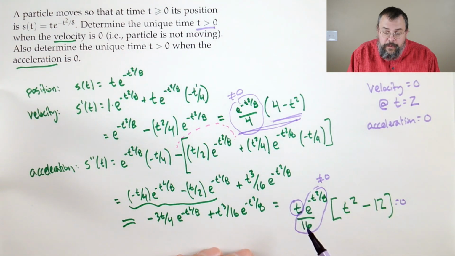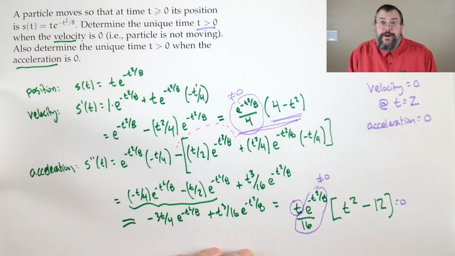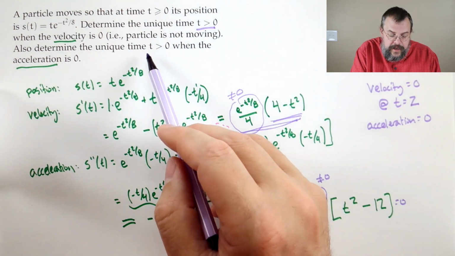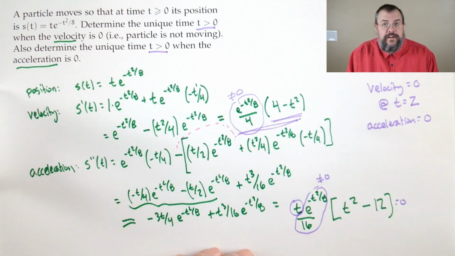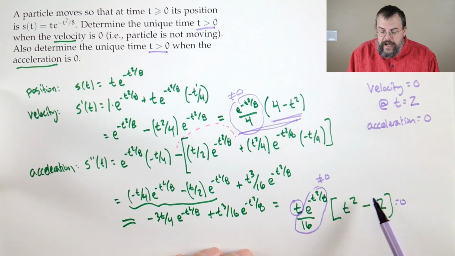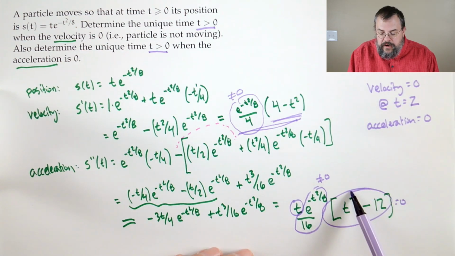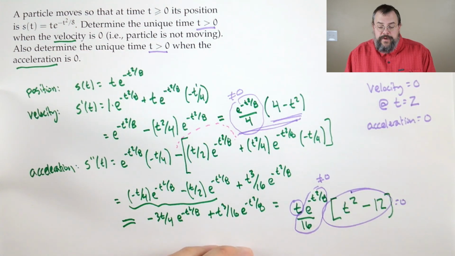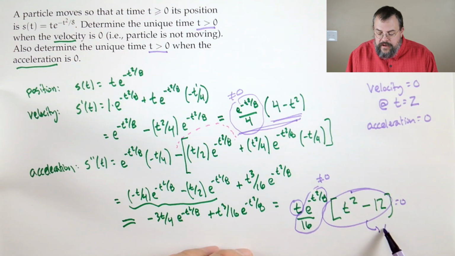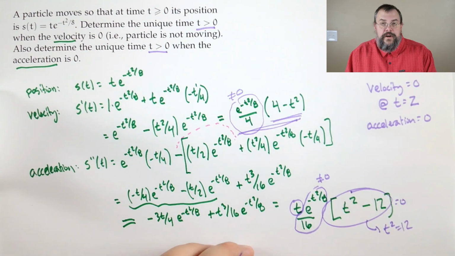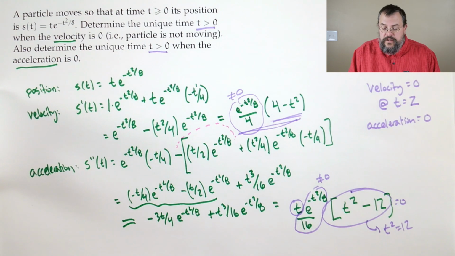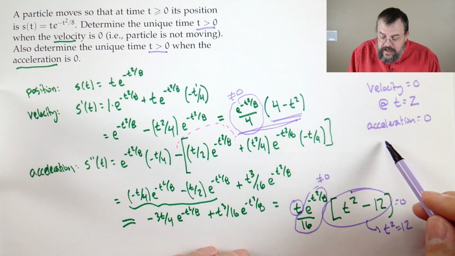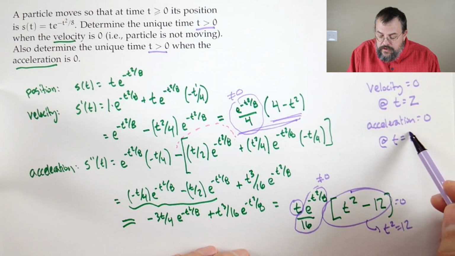This could be 0, but when does t equal 0? Well, it equals 0 when t equals 0. But we know that t, again, has to be positive, so that's not our answer. So it has to come from the t squared minus 12. Well, that would be when t squared equals 12, which equals what? Well, take the square root of 12. So that's at time t equals root 12.